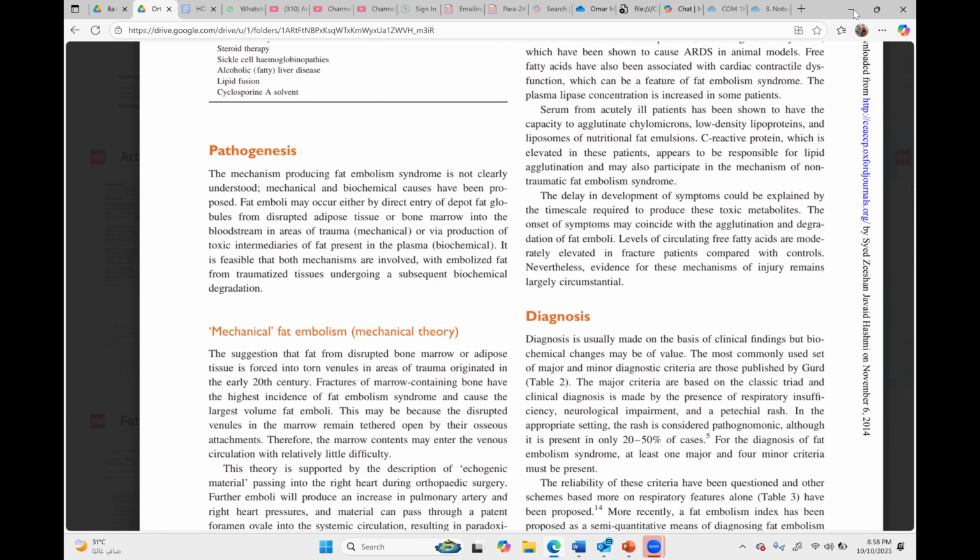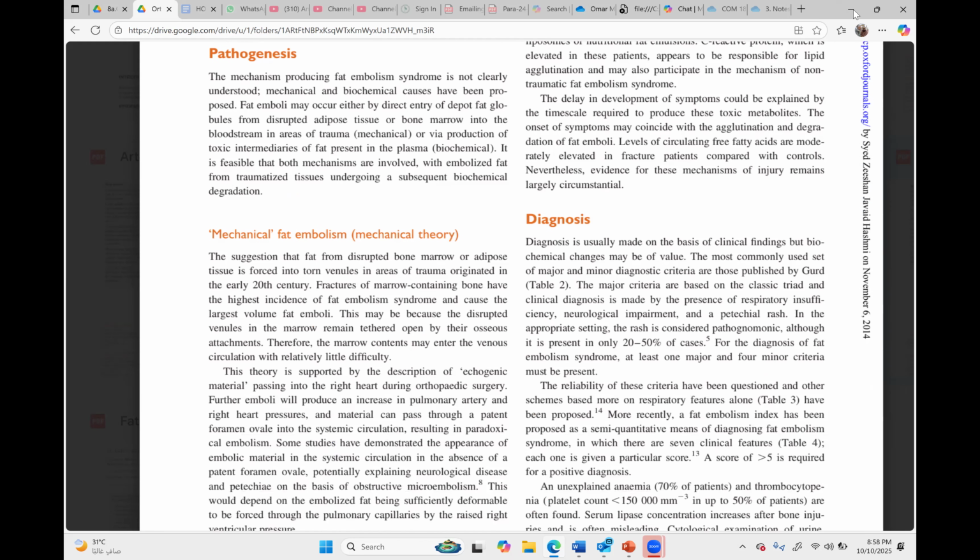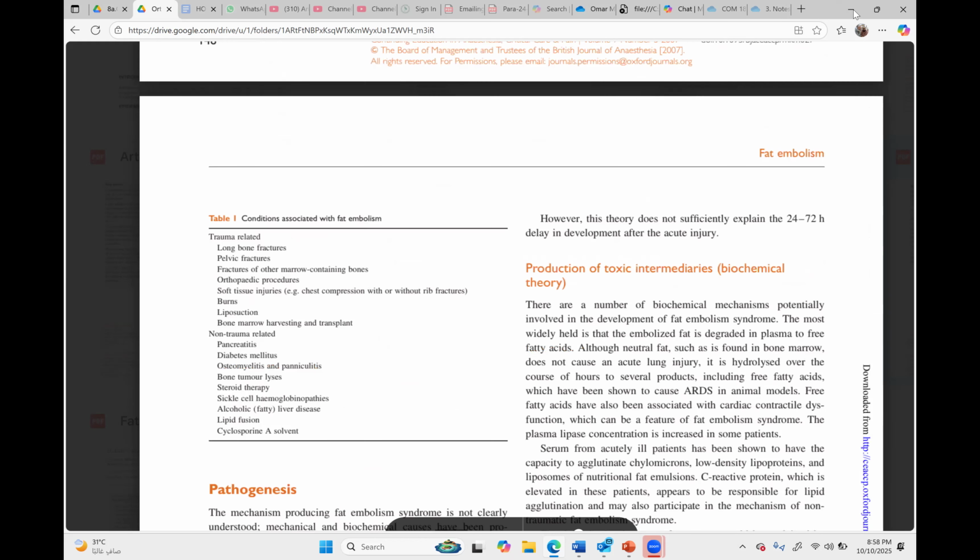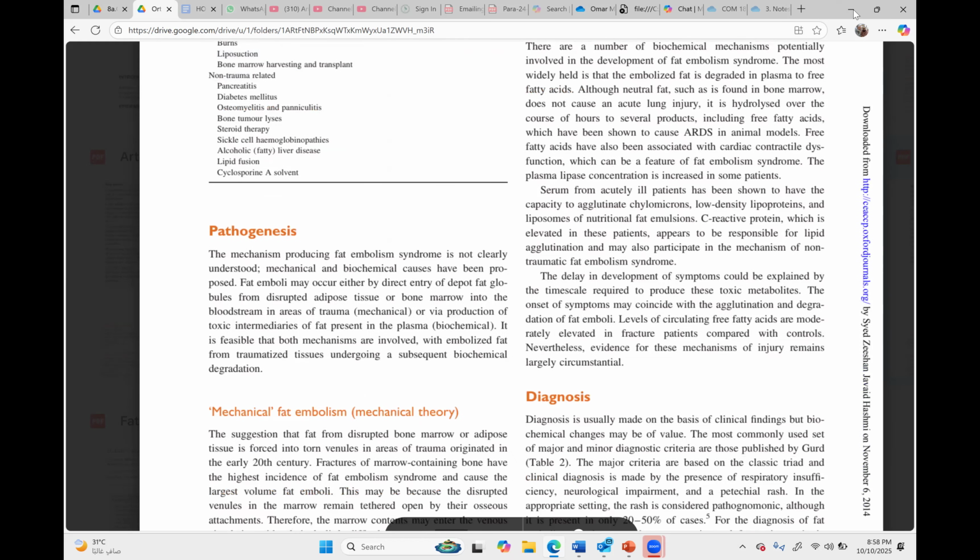So this is what they have written here also. Mechanical theory, and maybe they have also written the biochemical theory here. So production of toxic intermediates of fat present in plasma, or mechanical obstruction.